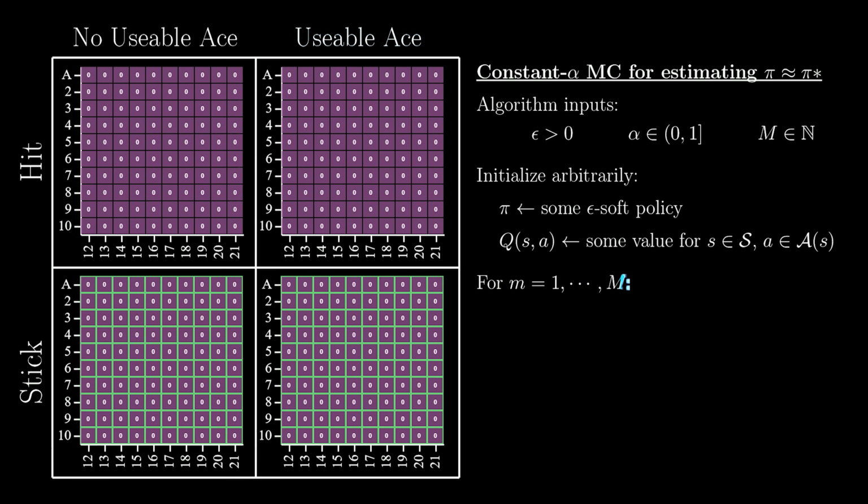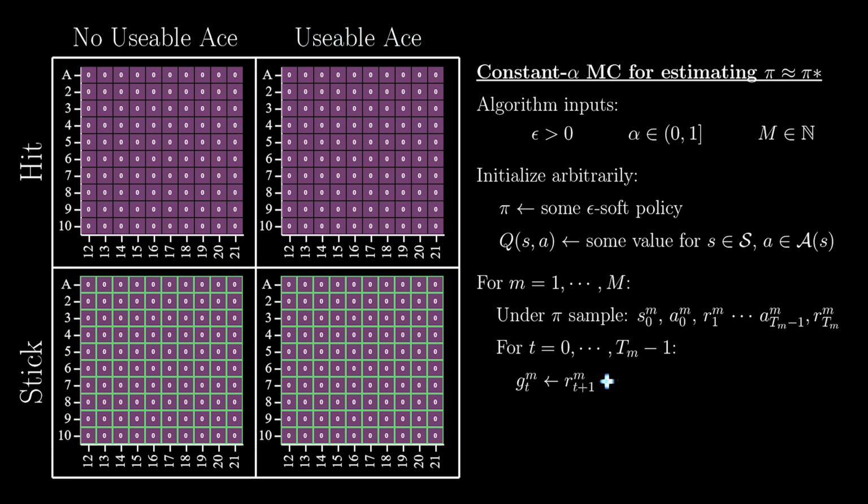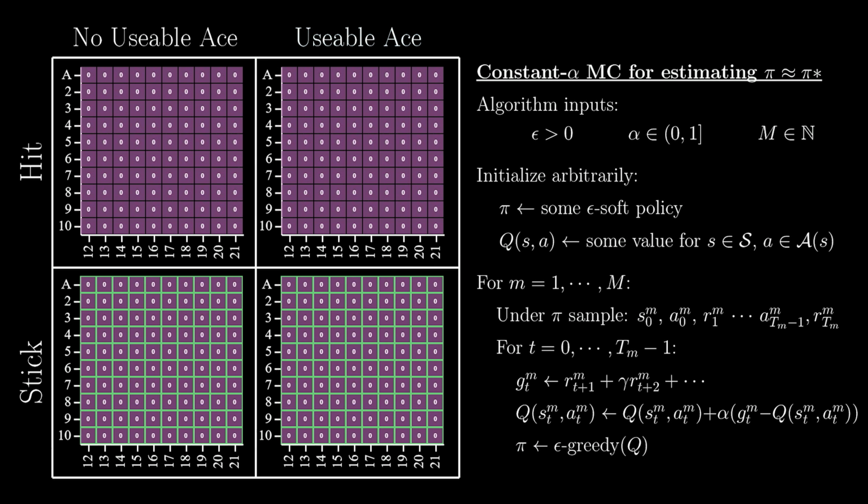Next, we loop m times. For each, we will use the current policy to sample a trajectory. Then for each time step within that trajectory, we will calculate the return, and for the state action pair at that time, we will apply the update rule to the Q table. Finally, we update our policy to be epsilon greedy with respect to our Q table.